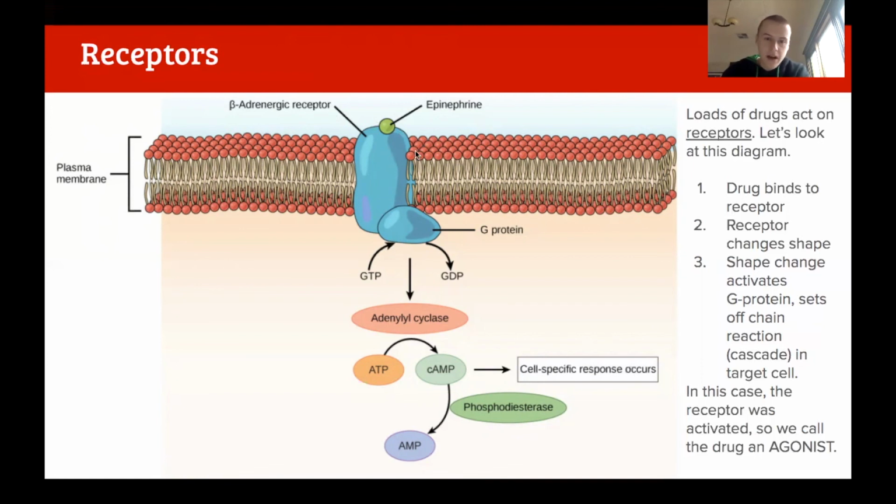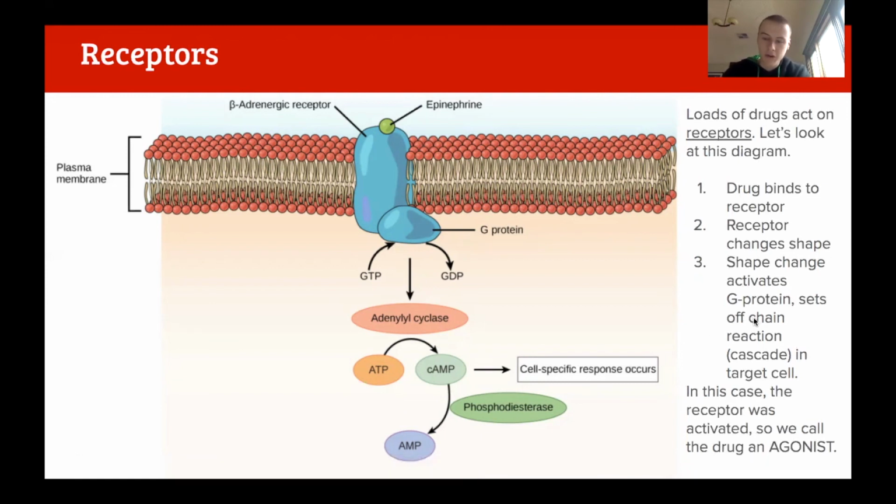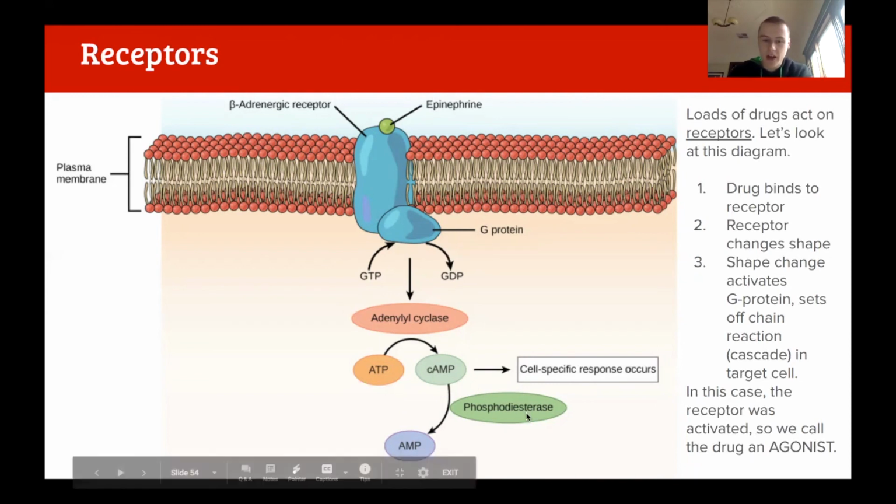Now, if this main receptor here gets activated, it's going to change shape, which mobilizes this G protein, which activates the G protein, and then that G protein is going to activate the next thing, which activates the next thing, which activates the next thing. We call this type of reaction a cascade reaction. Also, you can simply call it a chain reaction. So if a drug was to act here, let's say the drug is adrenaline, it binds to the adrenoreceptor, that changes the adrenoreceptor's shape, activates the G protein, and sets off that chain reaction.